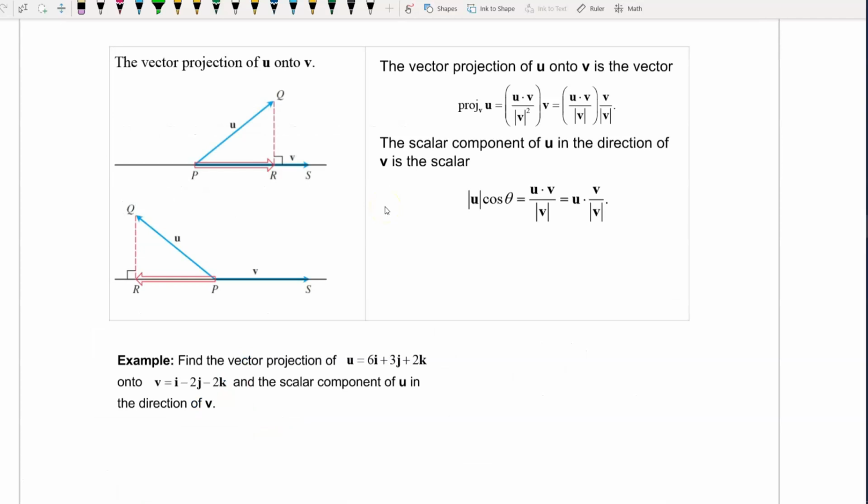Here on this part we have the vector projection of u onto v. So here is u, and here we have v.